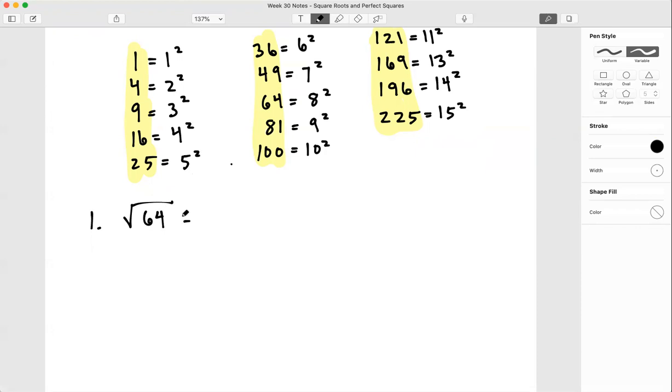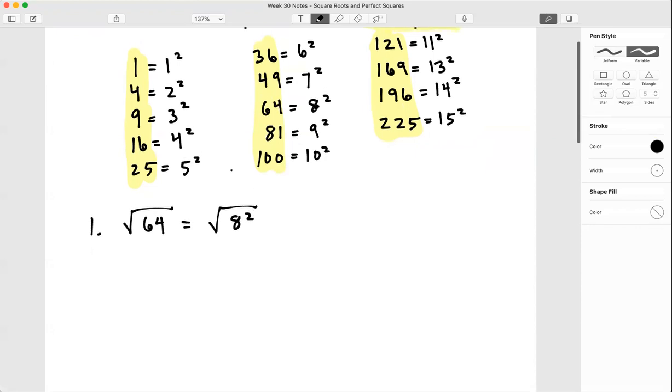Okay, so if I write this, I can also write it like this, right? Correct? Because remember that 8 squared is the same as 64. And since I just said that the square root is opposite of squared, that means that these things cancel each other out. So the square root symbol and the squared can cancel each other out. And essentially we get just 8.